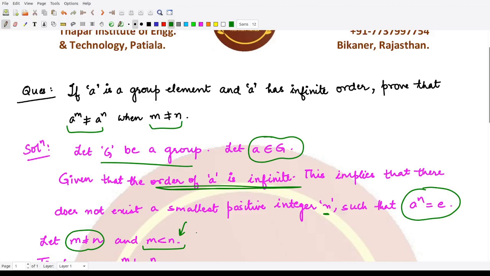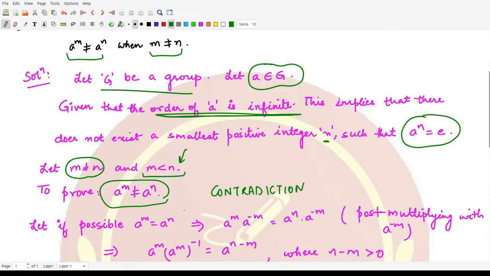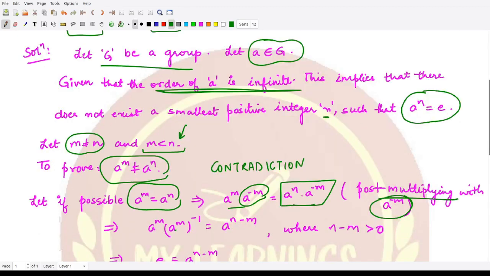Okay, we assume this thing. Now what we wanted to prove? We wanted to prove they are not equal to each other. So we'll be using the method of contradiction, as in most of the cases we do. In contradiction, we assume if possible they are equal to each other. If they are equal to each other, we can post multiply both sides with a raised to power minus m, so that we would have this. So you can write this term as a raised to power m whole raised to power minus 1. There is no issue. And here, by the laws of exponent, you can combine the powers. It would be a raised to power n minus m.